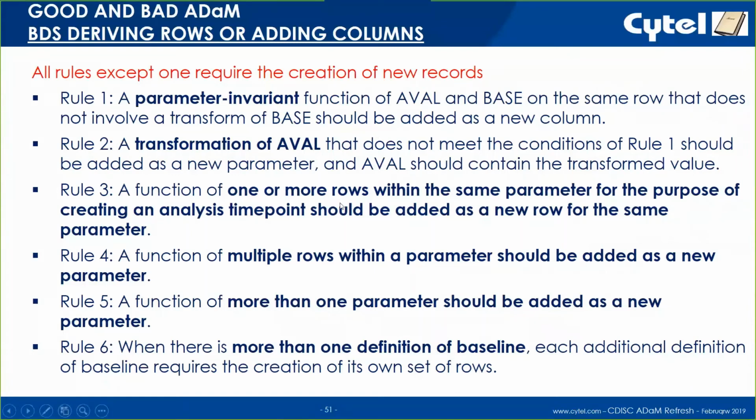The third one, we saw it before. A function of one row or more rows within the same parameter for the purpose of creating an analysis time point should be added as a new row for the same parameter. Before, you saw the calculation of the average, right? The average of the 7 days prior to treatment. It's not really a new parameter. Actually, we derived a kind of fake time point, which was the fake baseline, right? Because the baseline was defined as the measurement of the previous 7 days. So somehow we derived the baseline time point.